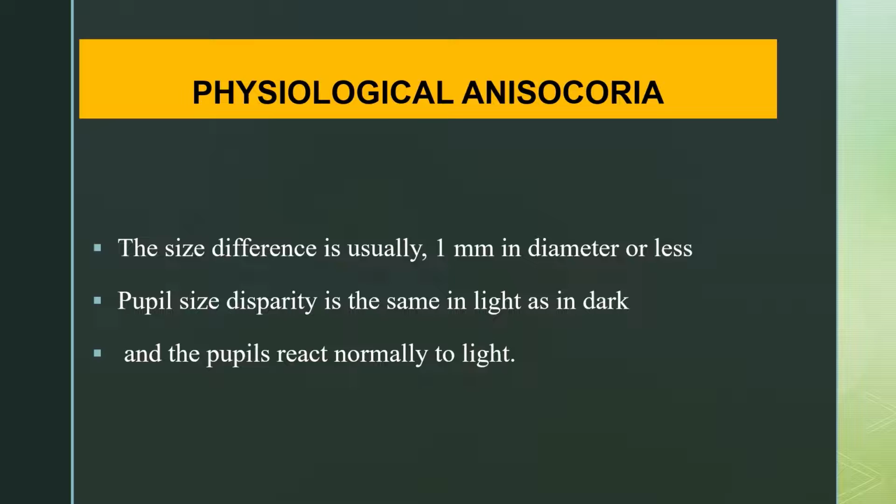Now, this condition can be physiological as well as pathological. So, what is meant by physiological anisocoria? It is anisocoria where the difference in size of the pupils is about 1 mm or less. That means if one pupil is about 3 mm and the other is about 2 mm or vice versa, the difference between them is about 1 mm, right? Any difference greater than 1 mm will fall into the category of pathological anisocoria, and you need to evaluate those cases. So that's the first criterion of physiological anisocoria.